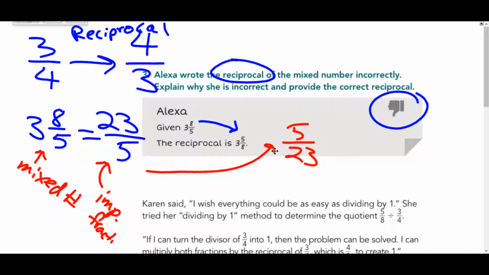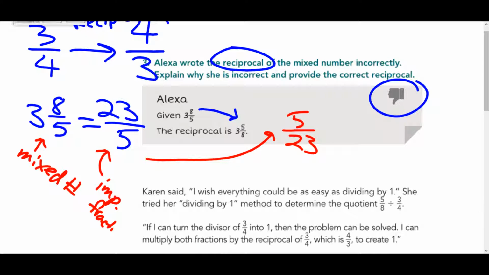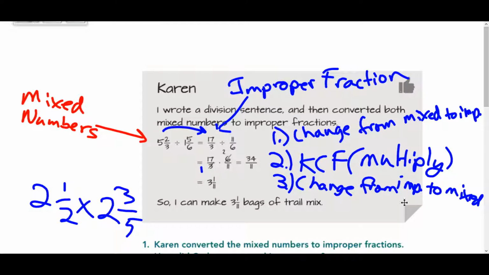Yeah, that's right, Uncle Bob. And that's a really good point, because if we don't turn this mixed number into an improper fraction before we flip it, we're going to come up with a number that's nowhere near what we need it to be. Yeah, that's right. You got to turn it into an improper fraction first. Okay, there you have it. Well, thank you, Uncle Bob. Let's go to the next page.